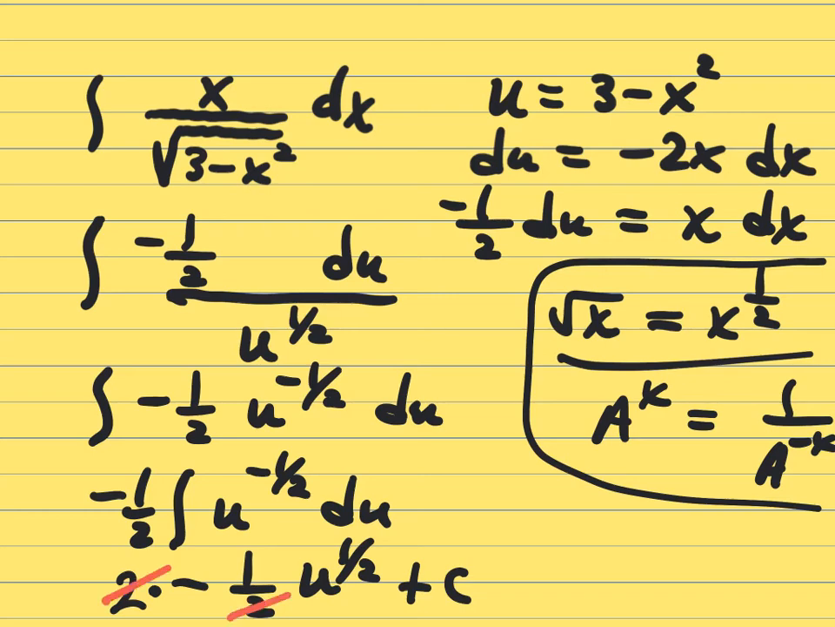This 2 and that 2 will cancel, leaving us with negative u to the 1/2, which I'm going to rewrite as a radical, replacing u with 3 minus x squared, and then our constant of integration. Be careful to stop that radical right there. Don't go any farther. The plus c just stands alone.